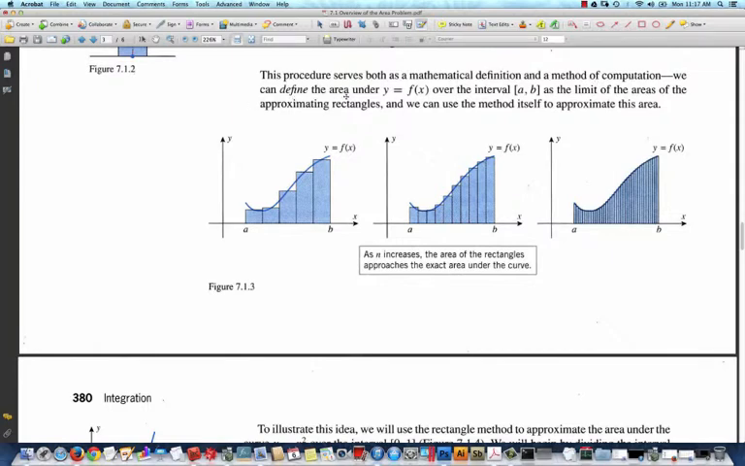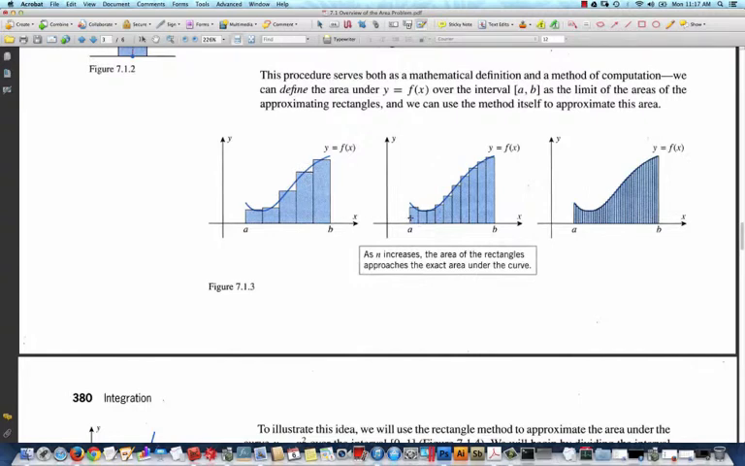We can define the area under y equals f of x over the interval from a to b as the limit of the areas of the approximating rectangles, and we can use the method itself to approximate this area. So here's an example where n equals 5. You can see that the rectangles are wider, and we can add up the area of each rectangle, and that will be an approximation to the area underneath the curve.